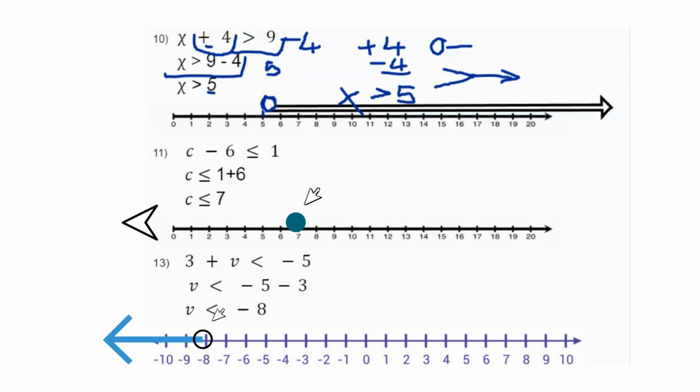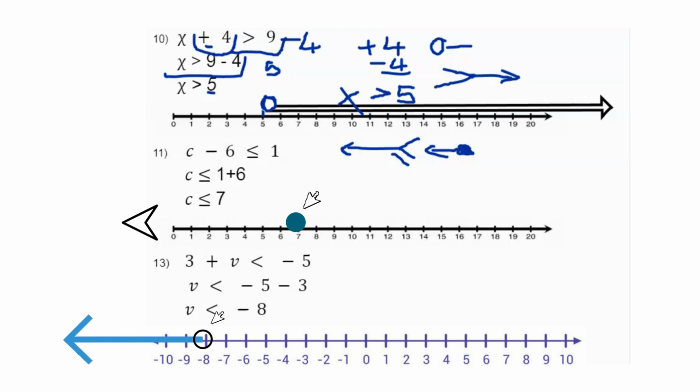So the next one is c minus 6 is less than or equal to 1. Remember I told you if it is less than or equal to, the arrow will go towards the left-hand side, and this means it's going to be a closed circle. It's going to be a closed arrow. Make sure you shade it. That's how it goes. So let's solve it.